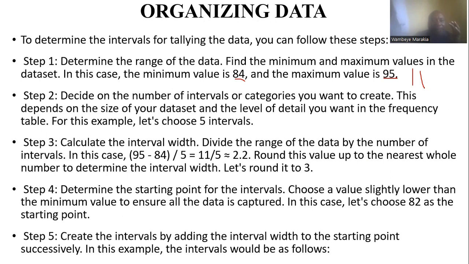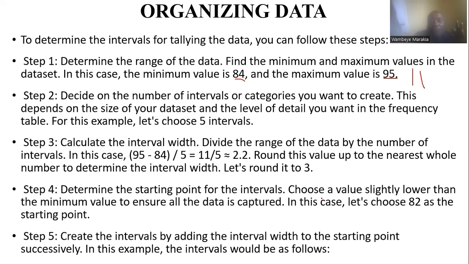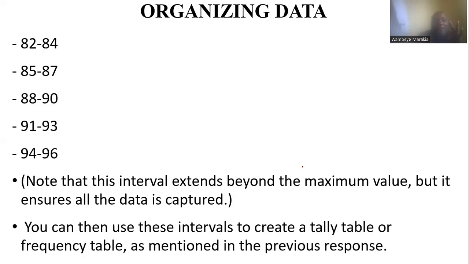Successively. For example, the interval will be as follows: 82 to 84. Remember, the interval width is 3 members. So we have 82, 83, 84. There are 3 in that width, because we calculated the width and we saw we are going to have 3 numbers in each. So in this one we have 82, 83, 84.